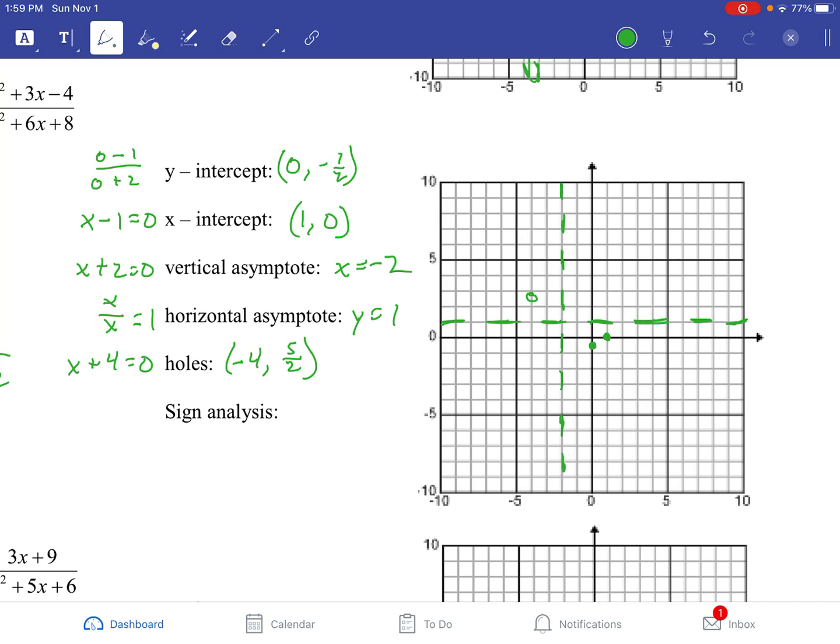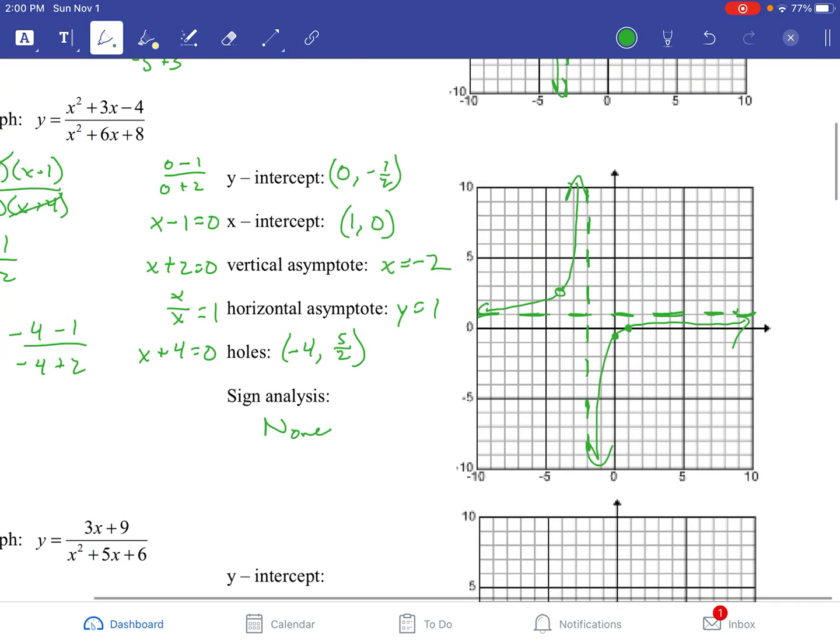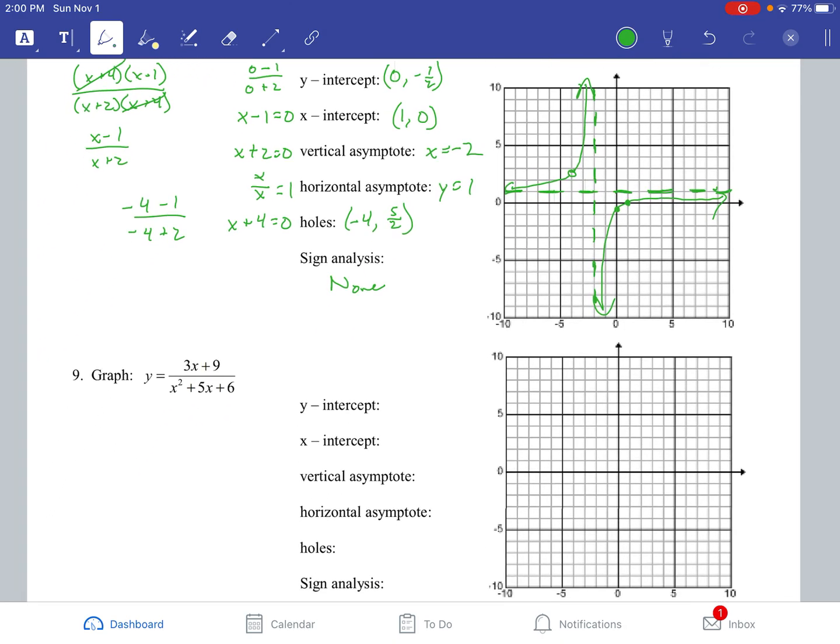There we go. Okay. Now for sign analysis, we have 2 points on the right side of our vertical asymptote, and we have the hole on the left. So we don't need this. Okay, so we're going to draw our graph now. Again, being very careful to not have the line go through the hole. And graph that. Again, please make sure you put in the horizontal and vertical asymptotes where they belong, and all the points and the holes.